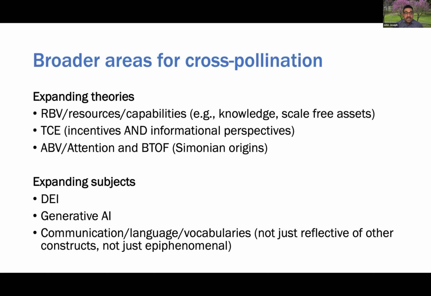I think DEI, both how organization affects DEI and how DEI contributes to performance outcomes, is a very important link. I mentioned generative AI, and then I think communication, language, and vocabularies. And I think this is an important one, not just taking vocabularies as reflective of other constructs or as epiphenomenal, but that actually this is substantive in the way language affects the way we act, and therefore the performance differences we can see, and I think structure has a big impact on those vocabularies. Okay, that's it.